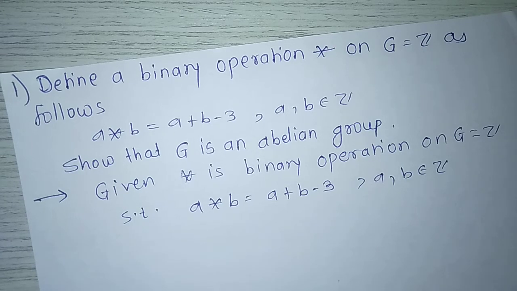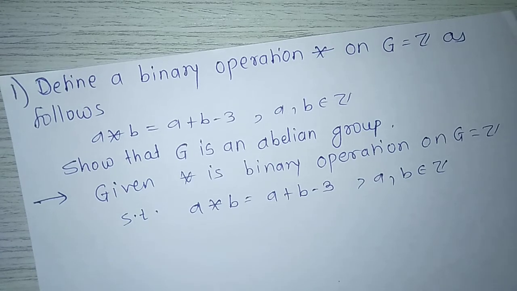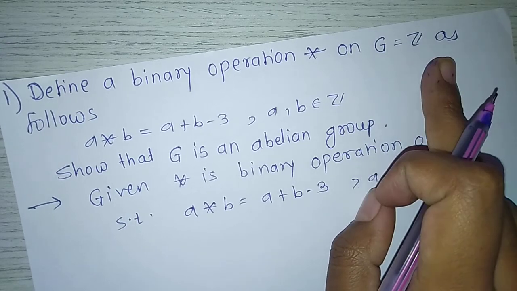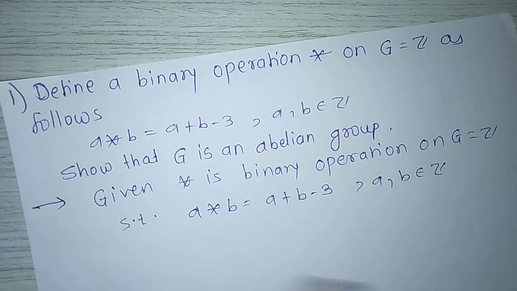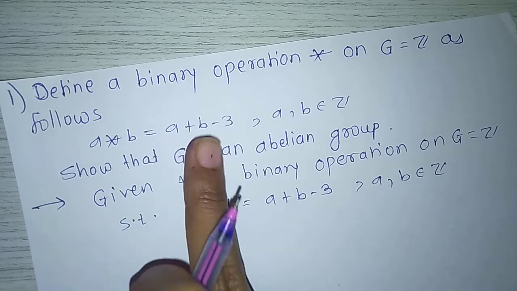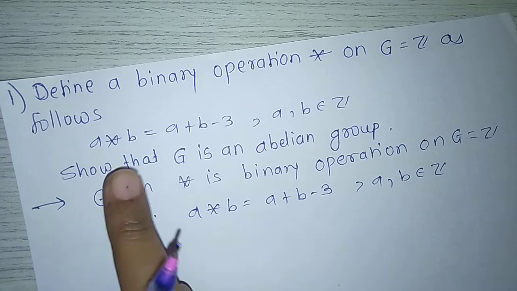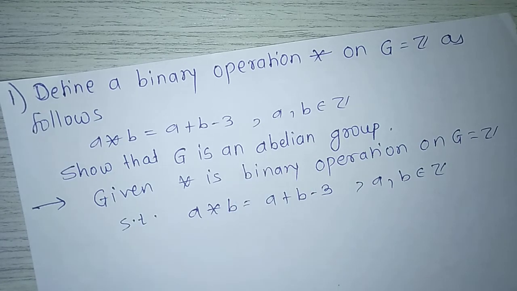Hello students, today we will see some examples of abelian group. First example: define a binary operation star on G equal to the set of integers as follows. A star B equals A plus B minus 3, where A, B belong to Z. Show that G is an abelian group.